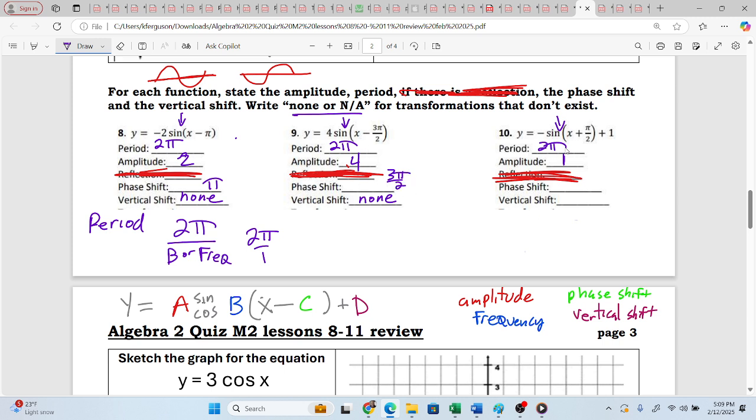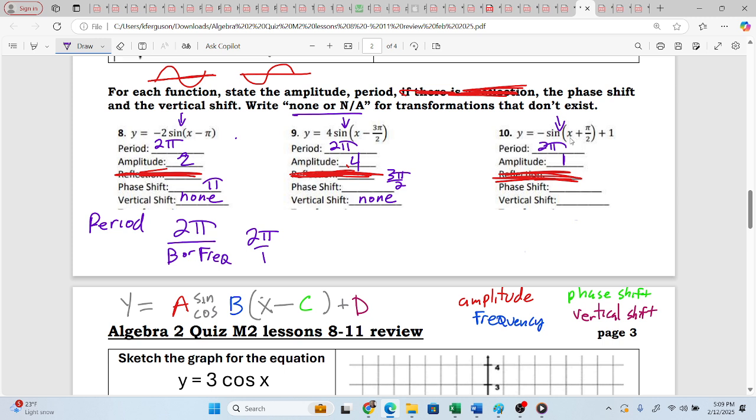Now let's look at the big one right here, which has all this stuff. Okay, so we already talked about the amplitude. That was positive 1, even though that was negative. Then we talked about the frequency, which is not there. Because it's being multiplied, that's 1. And then that led to the period being 2 pi, because if your frequency is 1, your period is 2 pi.